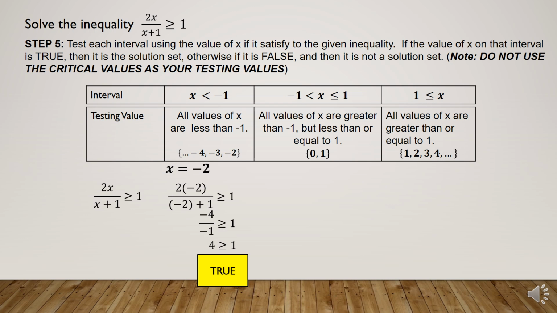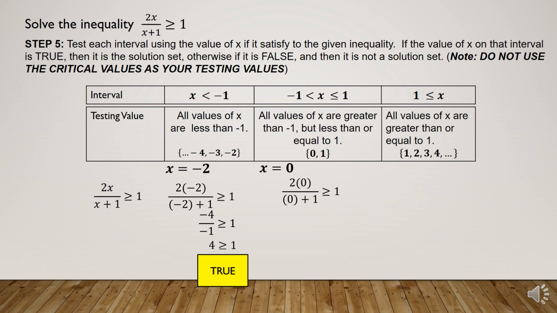It means that we can choose any values between negative 1 and positive 1. But you have observed that there are only two integers. We have 0 and positive 1. But take note, again, positive 1 is a critical value, so we cannot use positive 1. So in the second interval, the value of x as our testing value is 0.